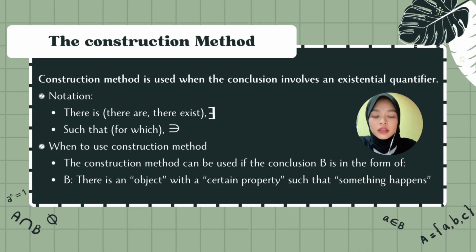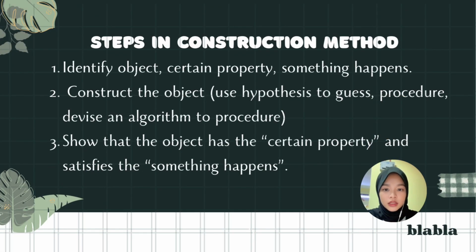The construction method is used when the conclusion contains an additional statement, meaning it says there exists, there is, or such as. Symbolically, we often see words like there exists or the existential symbol. We use this method when the conclusion says that an object exists with a certain property and that something happens to the object. There are three main steps in the construction method.